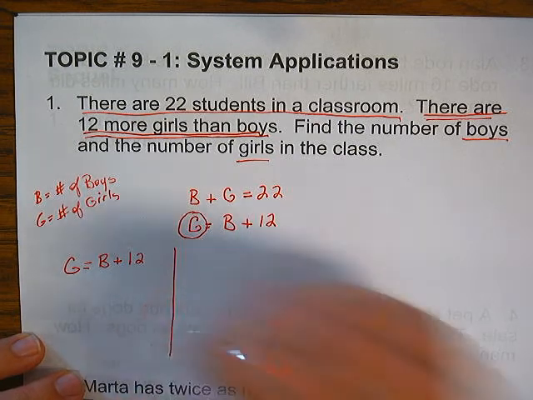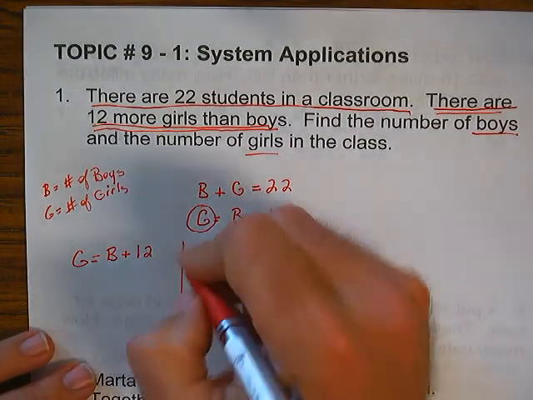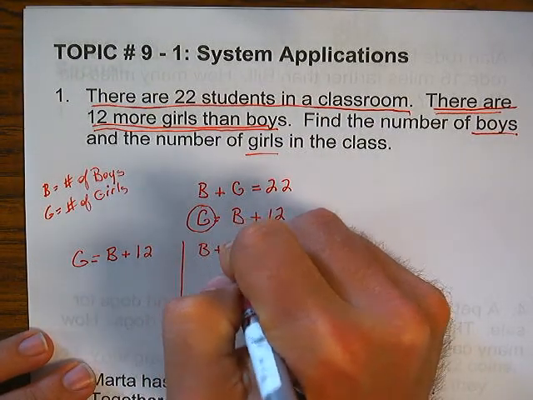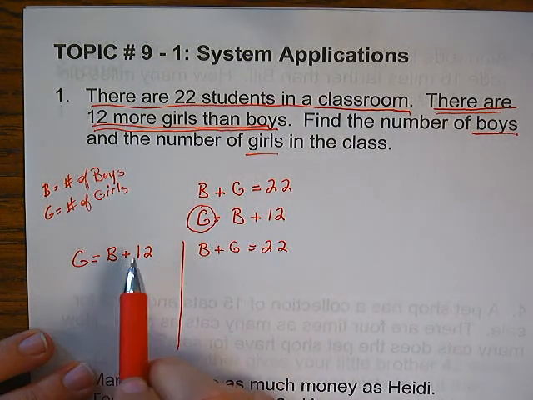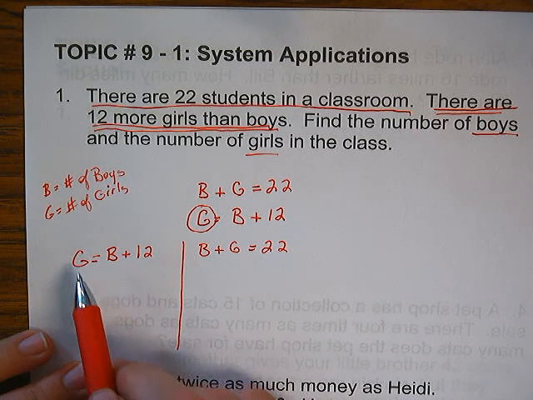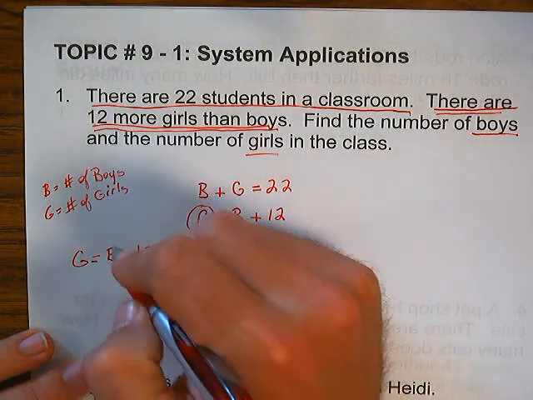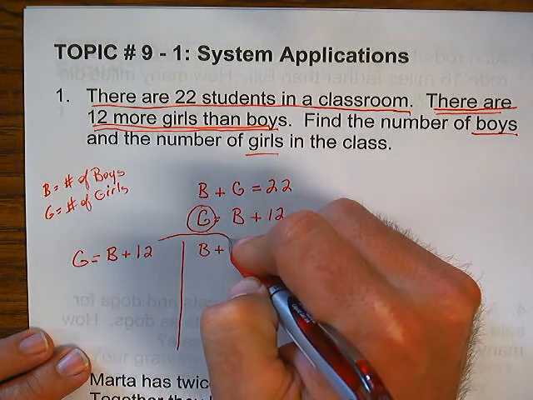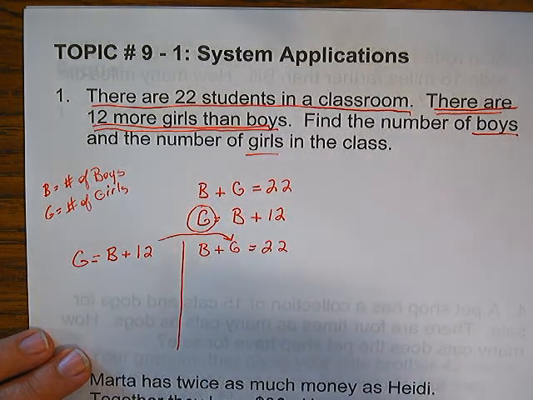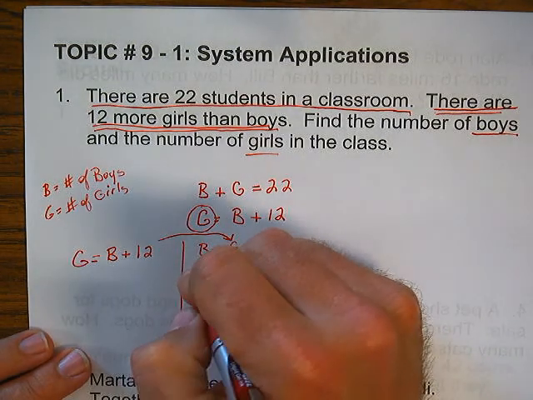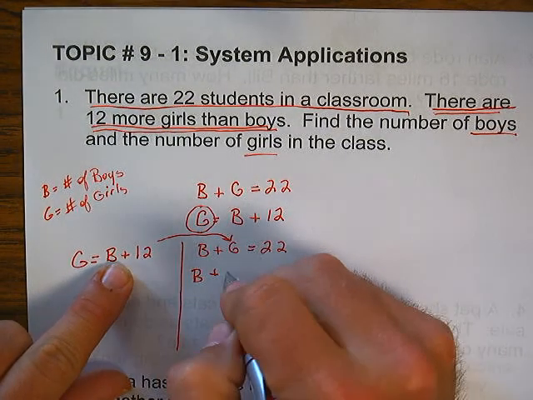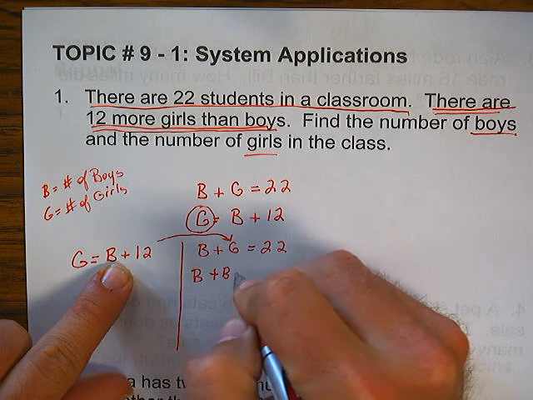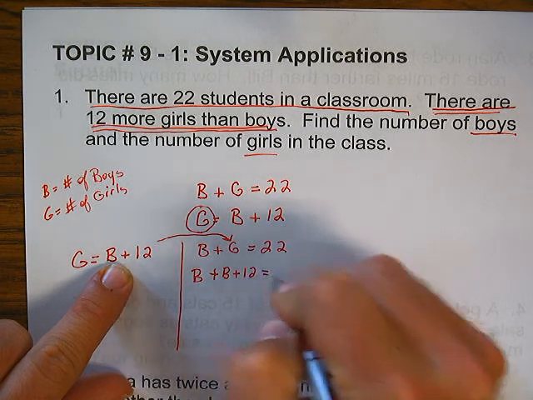Okay, next step, take the other equation. Now B plus 12 is the same thing as G, so I'm going to put this B plus 12 in for the letter G. That's my substitution part. So B plus 12 equals 22.